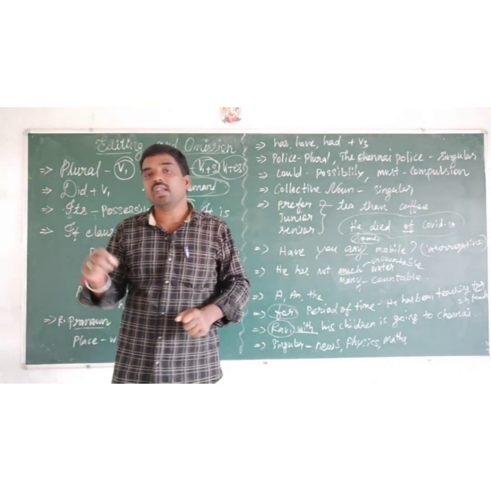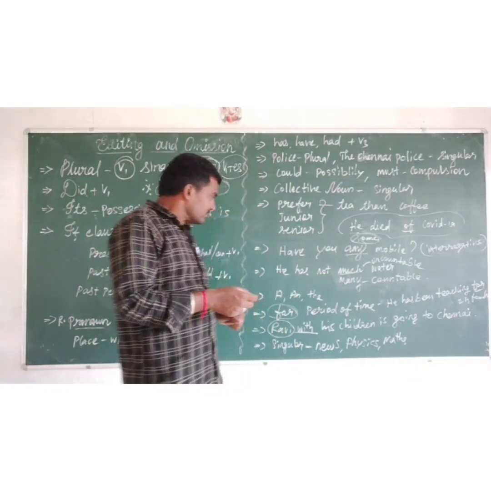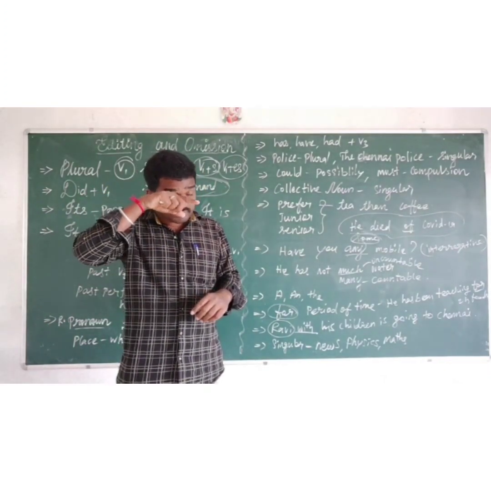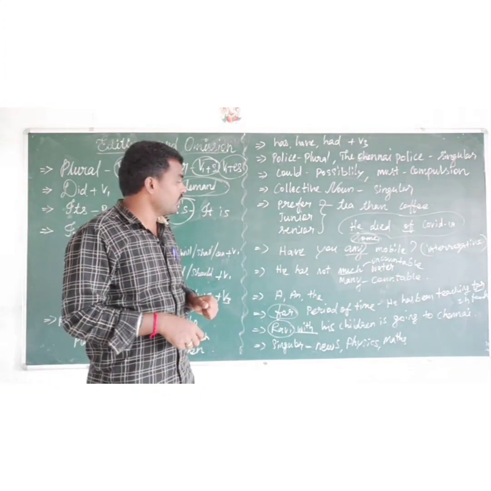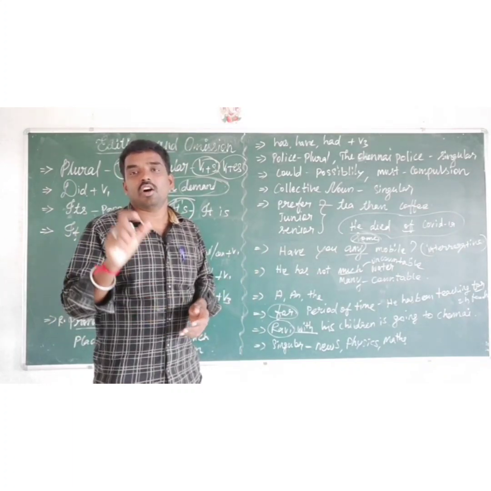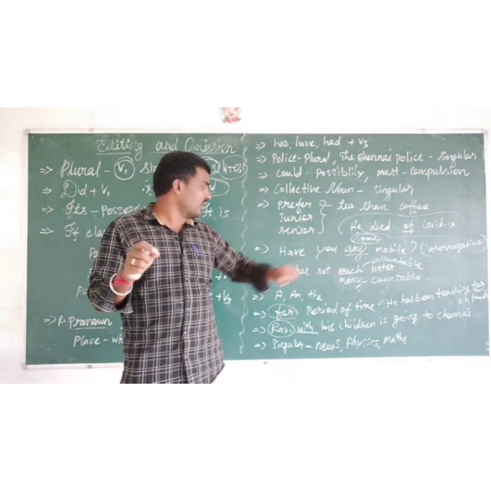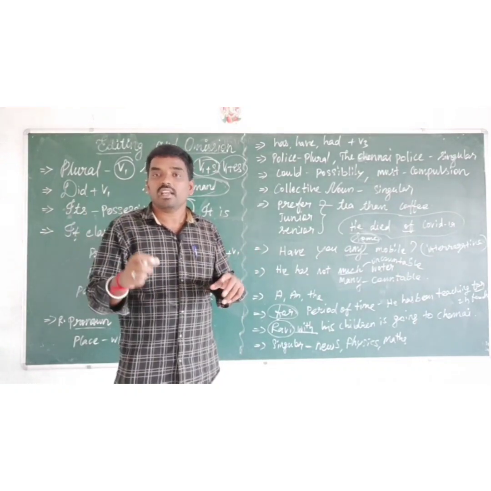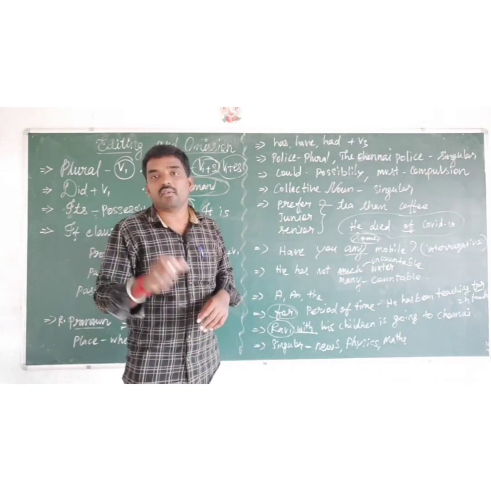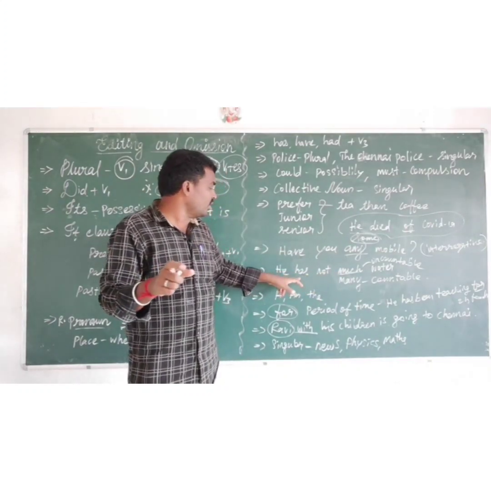Next, where we can use much and many. That was some and any. Now, much and many. For countable nouns, we can use many. If you can count, we use many. If you can't count, you use much. For example, how much water you are having? He has not much water. He has much water. Both are correct. Water is uncountable, because of that we are using much.